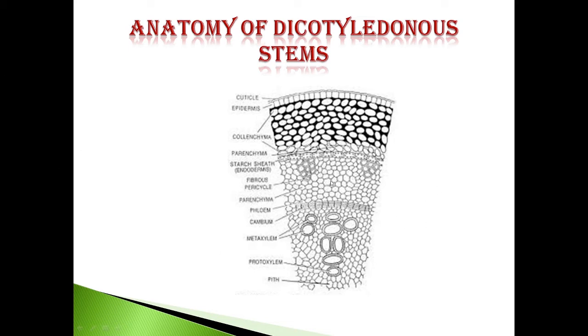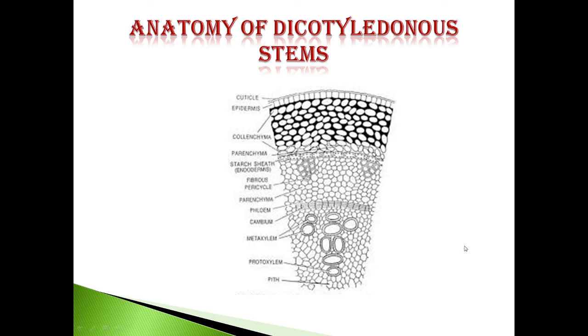Just below the epidermis, there is the region that is known as the cortical region. The innermost layer of the cortex is the endodermis. Basically, this cortical region is present in between the epidermis and the endodermal region, and it is the middle region known as the cortical region.